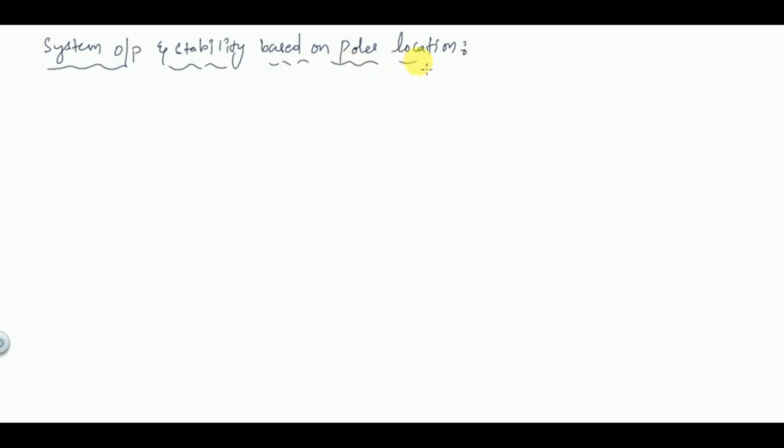Hello everyone, welcome back. So in this video we are going to learn about system output and stability. System output and stability of the system based on pole's location. Based on pole's location, we are going to see how the system output will be and how we can find the stability of the system based on different pole locations.